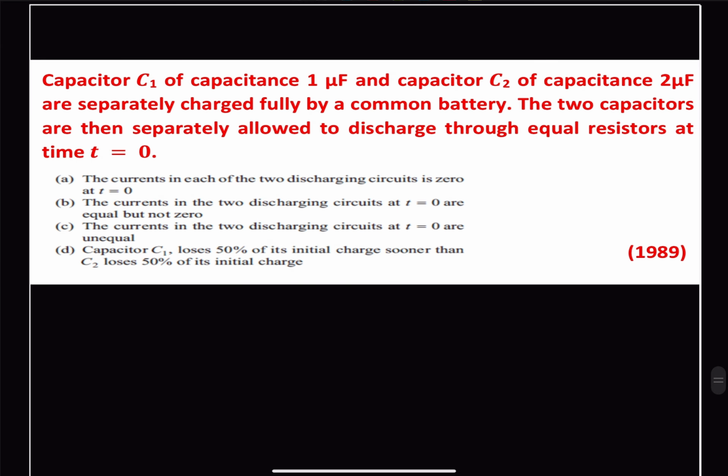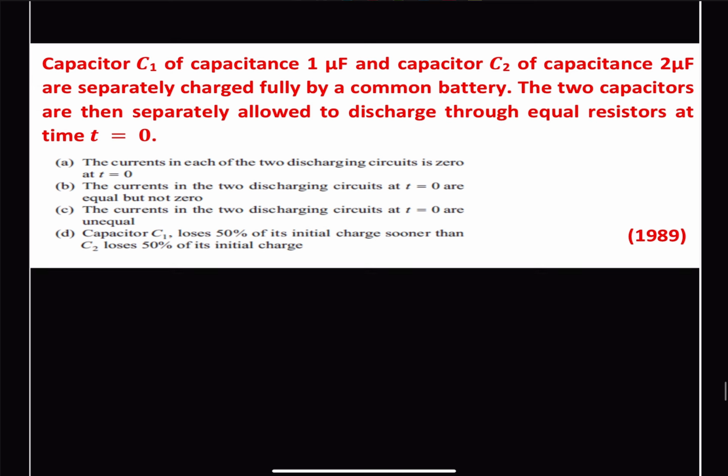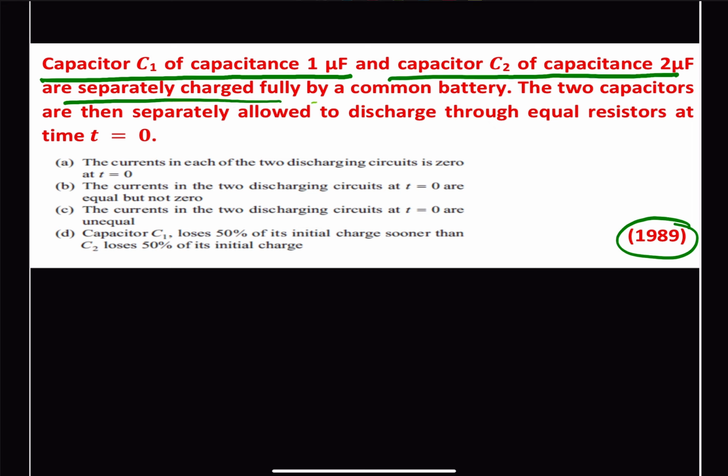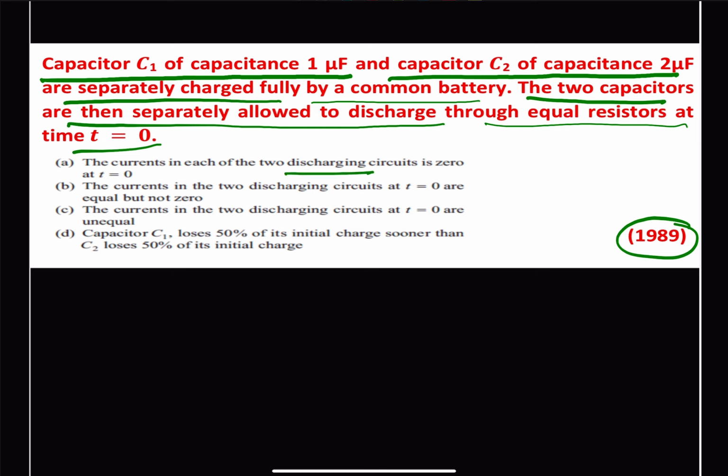It states that it was asked in the year 1989, and it states that the capacitor C1 of capacitance 1 microfarad and capacitor C2 of capacitance 2 microfarad are separately charged fully by a common battery. The two capacitors are then separately allowed to discharge through equal resistors at time t is equal to 0. And accordingly, we have to find out how in the first three options the discharging current is going to behave, and the final option is about the loss of initial charge.